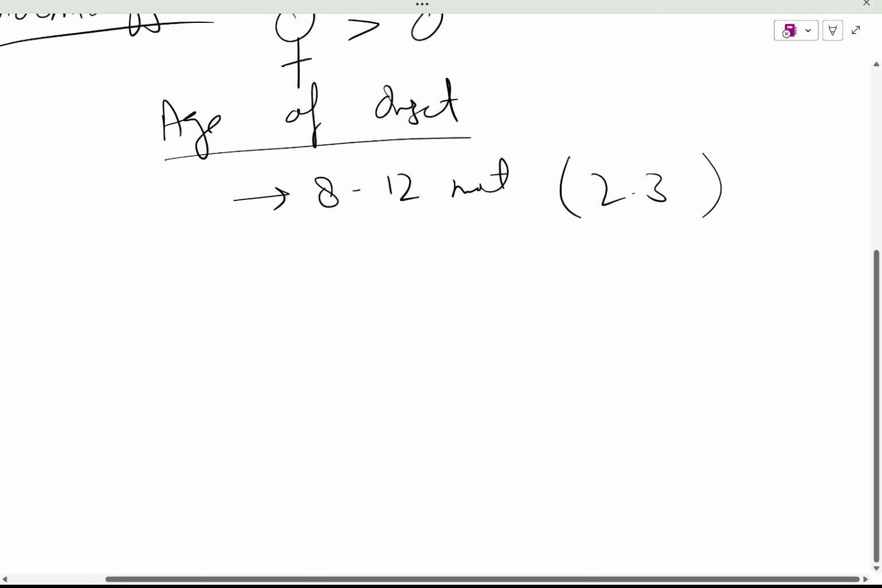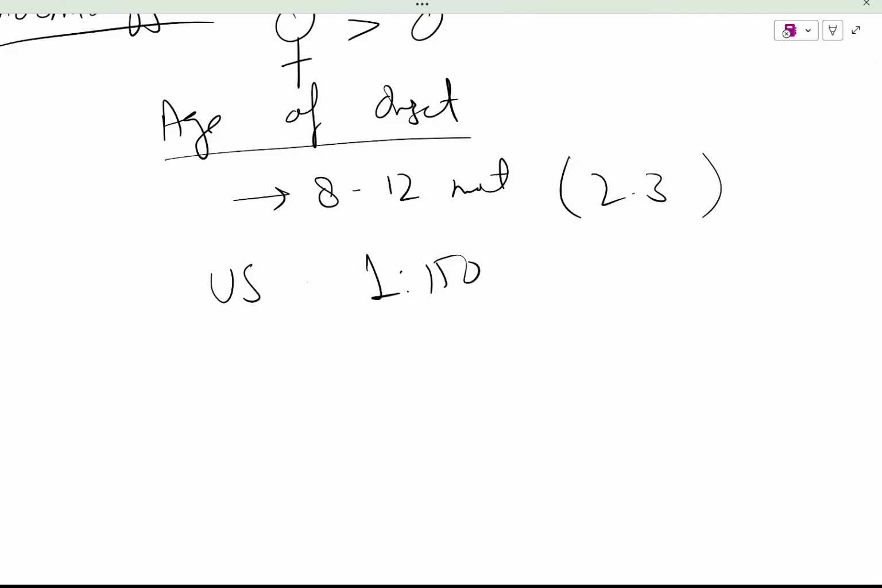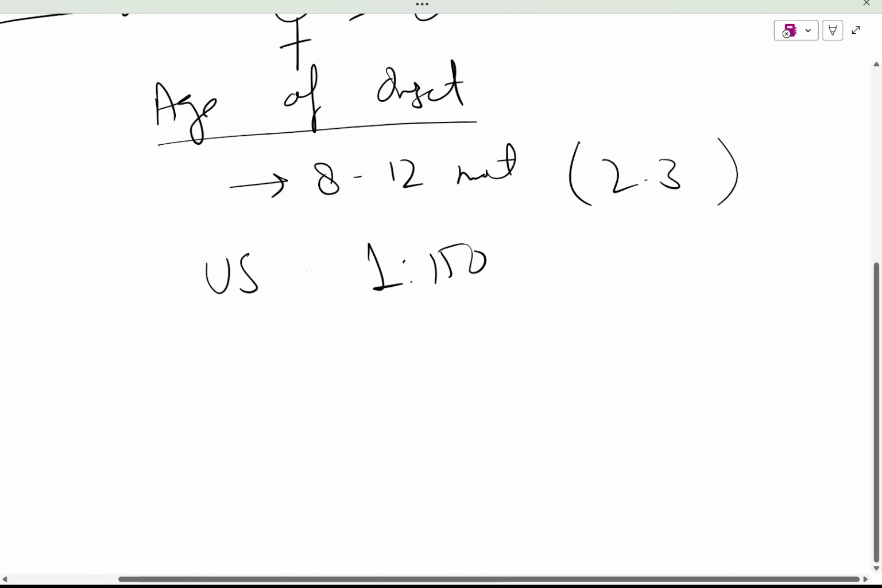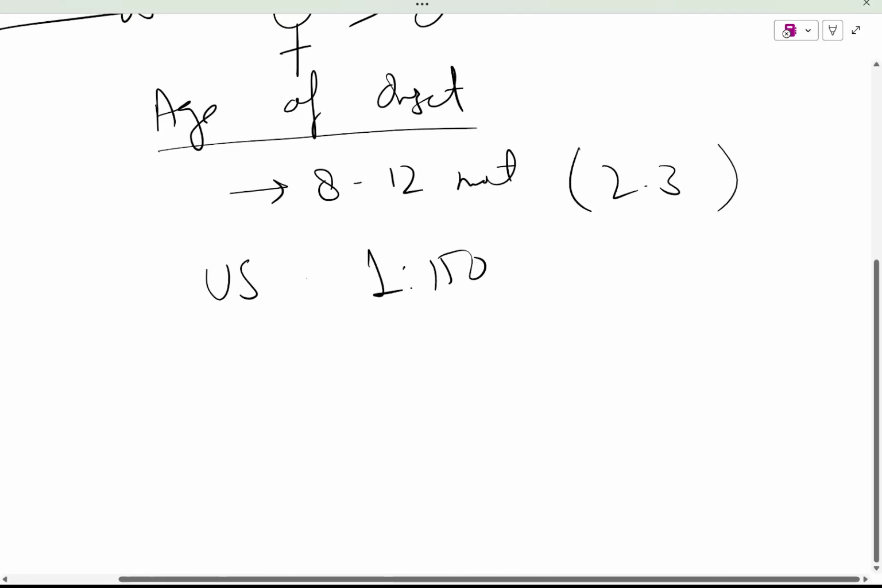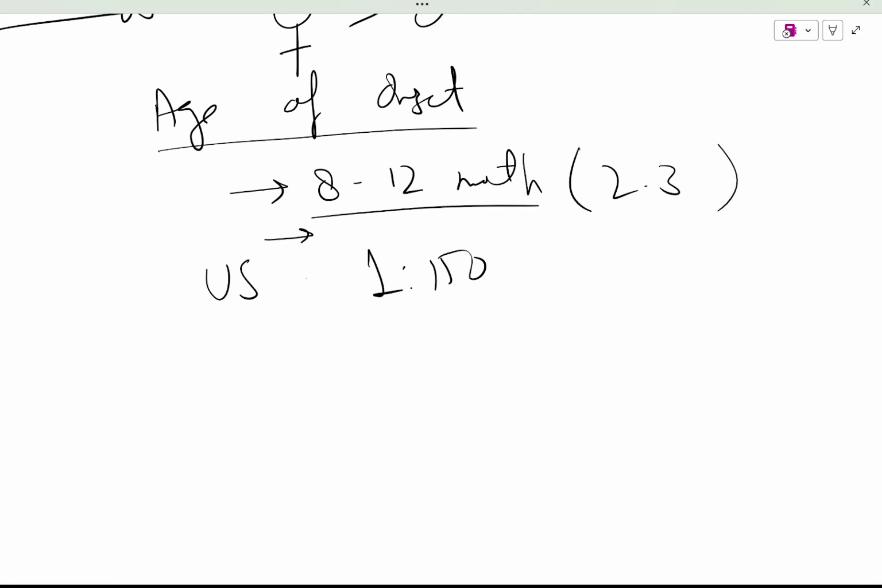So in the US, every 150th person is a patient of celiac disease. I was telling you the age of onset is 8 to 12 months, and it's a bimodal incidence disease. The first stage is 8 to 12 months. The next age at which a patient can have celiac disease is 30 to 40 years of age.